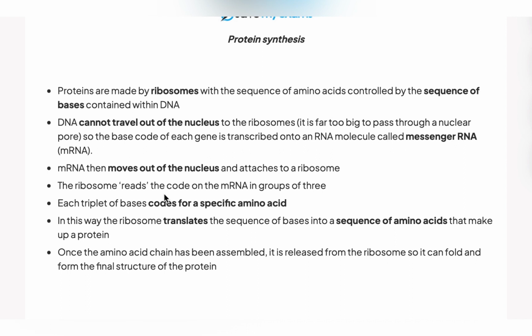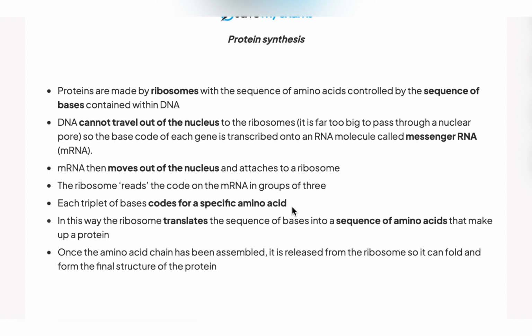Now the ribosome reads the code on the mRNA in groups of 3. The ribosome reads the mRNA that has come to attach to it in groups of 3. Each triplet of bases codes for a specific amino acid.